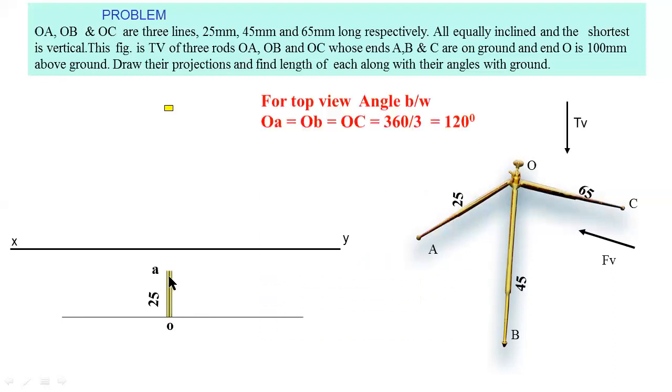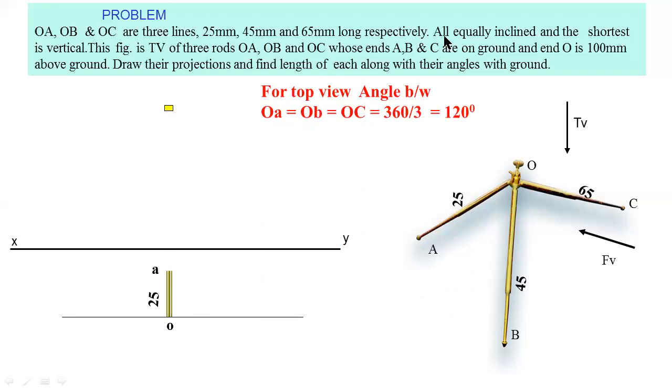Then, from the given data, these three rods are equally inclined. That means the angle between each rod is the same. The total angle is 360 degrees. So you have to divide these 360 degrees into three parts. Three rods, so the angle between each rod is 120 degrees. So you have to mark 120 degrees.